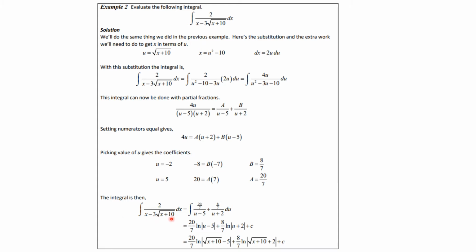So this integral that we started out with in our substitution is, here is A, 20 over 7 over u minus 5, and this is B, 8 over 7 over u plus 2. Well, this is partial fractions. Each of these integrals will yield a logarithm of the absolute value of u minus 5. That's 20 over 7 times that. We just pull that out. 8 over 7 times the natural logarithm of the absolute value of u plus 2, plus C, because it's an indefinite integral.